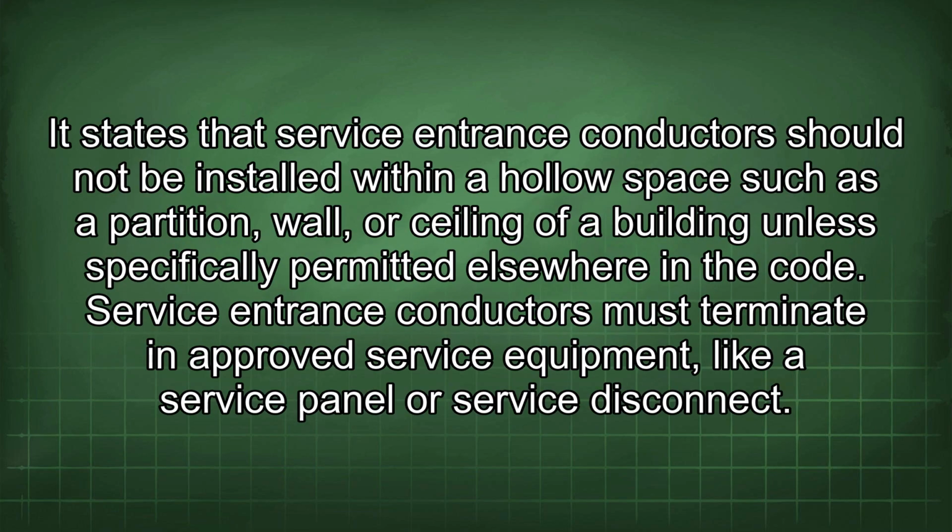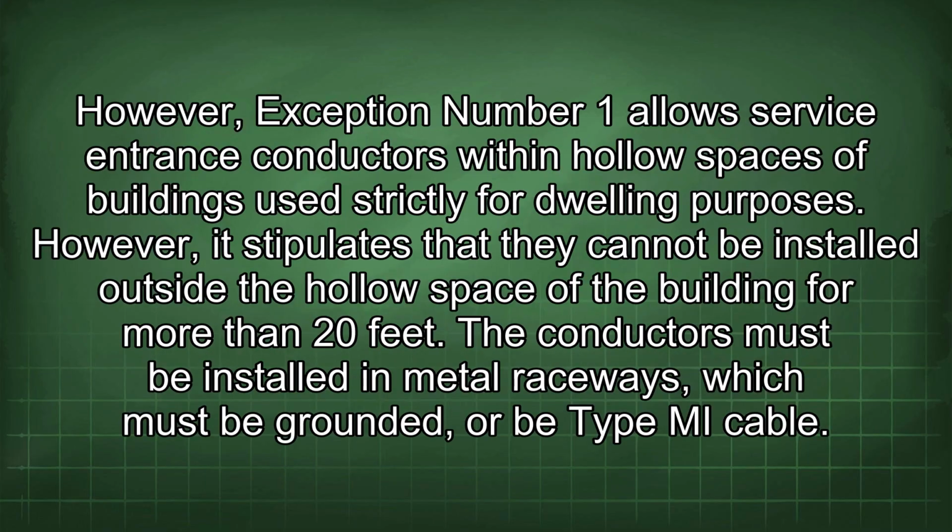It states that service entrance conductors should not be installed within a hollow space such as a partition, wall, or ceiling of a building unless specifically permitted elsewhere in the code. Service entrance conductors must terminate in approved service equipment, like a service panel or service disconnect. However, exception number 1 allows service entrance conductors within hollow spaces of buildings used strictly for dwelling purposes. However, it stipulates that they cannot be installed outside the hollow space of the building for more than 20 feet.